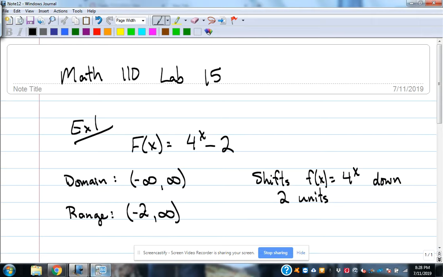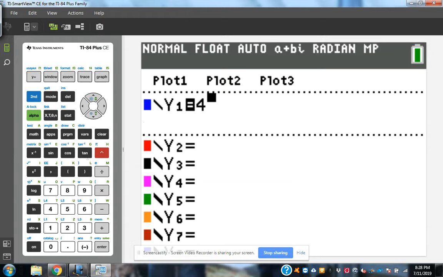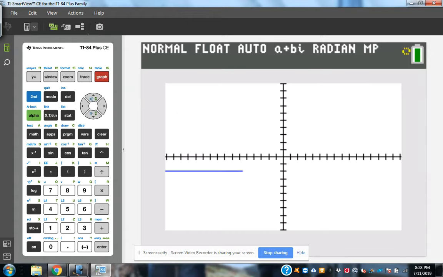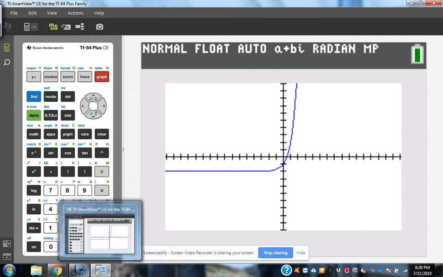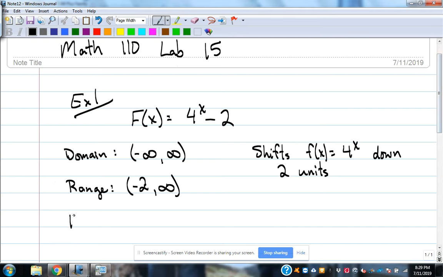If we look at the graph of this, y equals 4 raised to the x and then minus 2, we can see what's going on there. There is a horizontal asymptote at -2. We'll abbreviate that HA. Y equals -2.